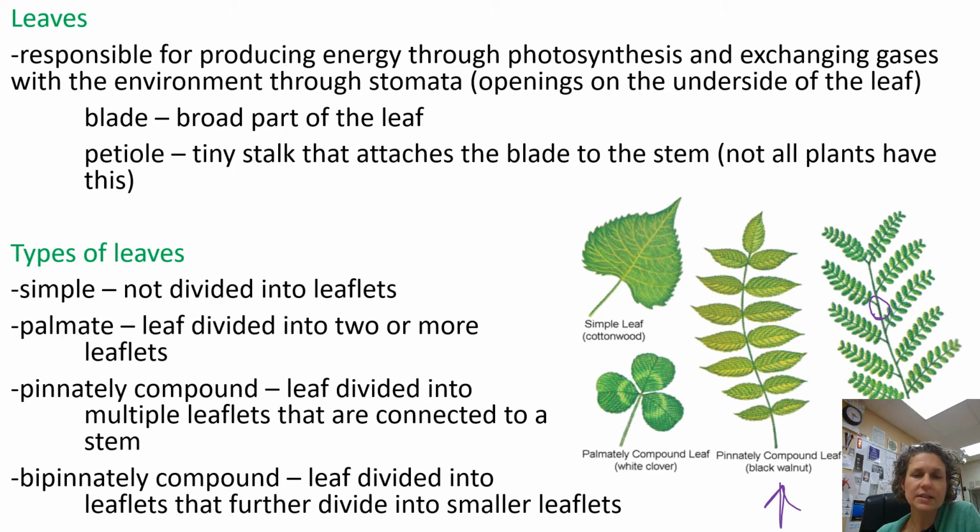Okay, so leaves, types of leaves. You have simple, and it is not divided, so you just have one big blade. Palmate is when the leaf is divided into two or more leaflets. Pinnately compound is a leaf that is divided into multiple leaflets, and then they are connected directly to a stem. And then bipinnately compound, the leaf divides into leaflets, and then those divide even farther into smaller leaflets. So again, back to this picture, this is a leaflet, and then each little part of it is the smaller leaflets.